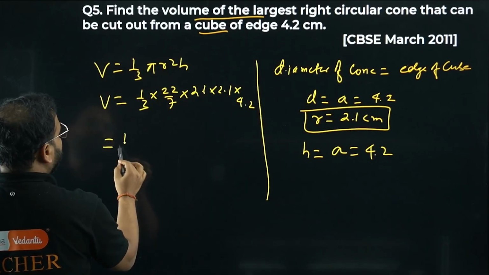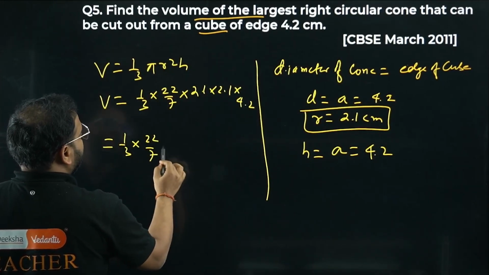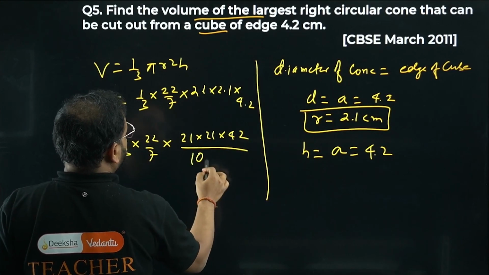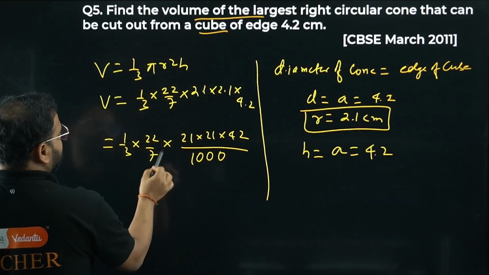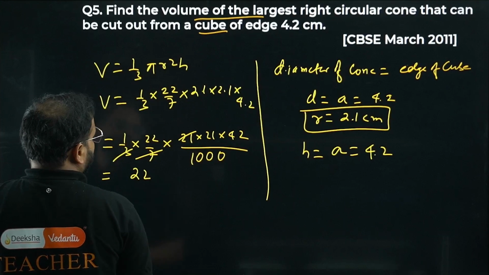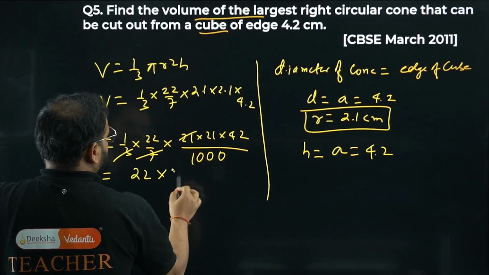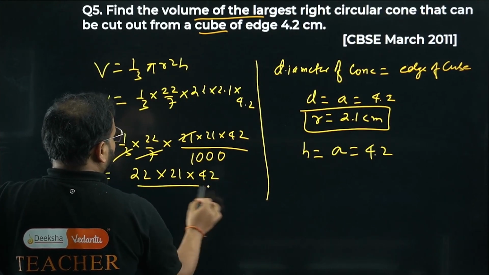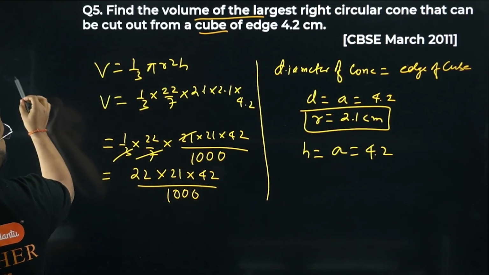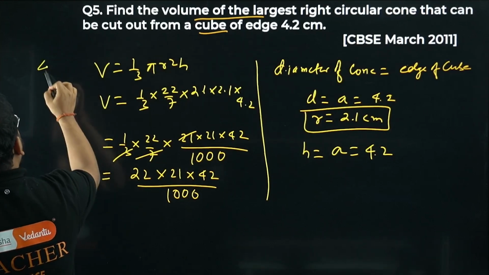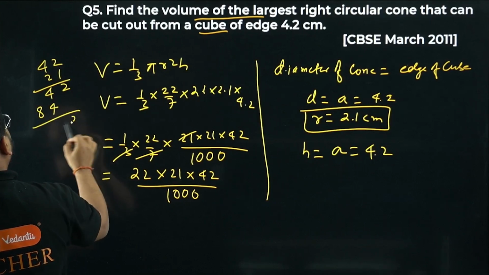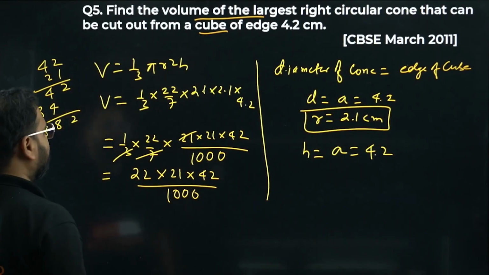I can write this over here: 1 by 3 into 22 by 7 into 21 into 21 into 42 divided by 1000, like this, right? Now if you check this out, 7 3s are 21, gone. What I have left over here is 22 into 21 into 42 by 1000. Okay, great. So let's do one thing. We can multiply this over here. 42 into 21 is 882. Now multiply this with 22.